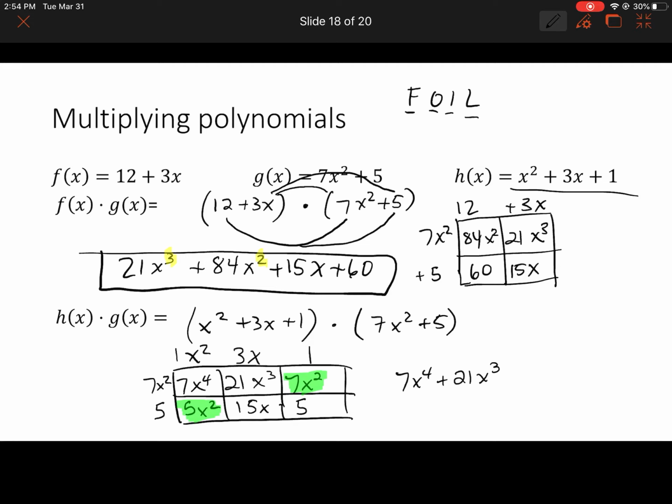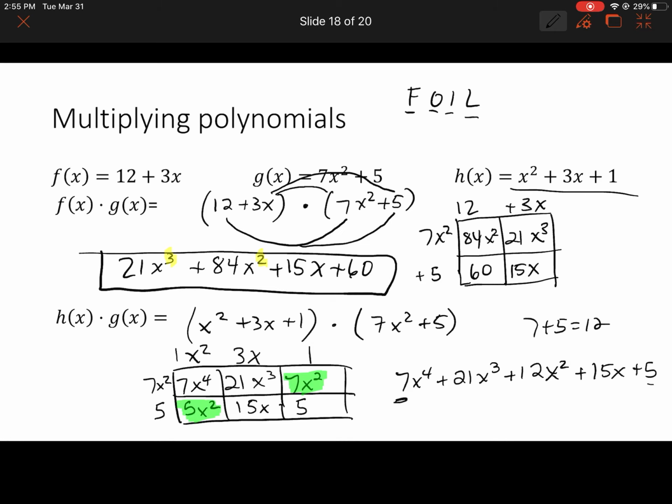Then we have the x squared terms. 7x squared plus 5x squared. 7 plus 5 is equal to 12. So that's actually going to become plus 12x squared, because 7 plus 5 equals 12. Those green ones, that's where they went. Lastly, we have the next term, 15x. And then we have 5 as our constant.